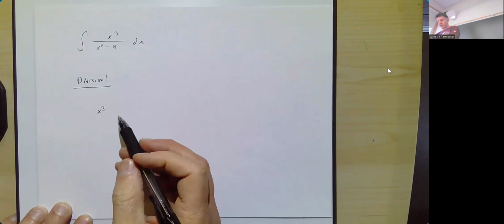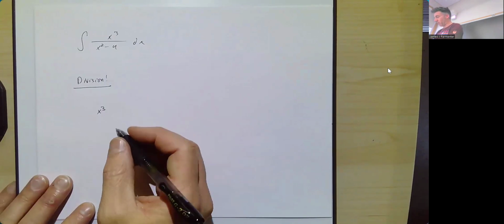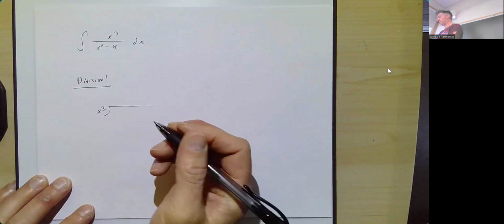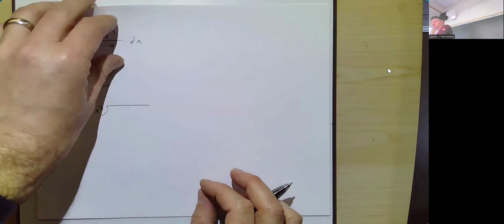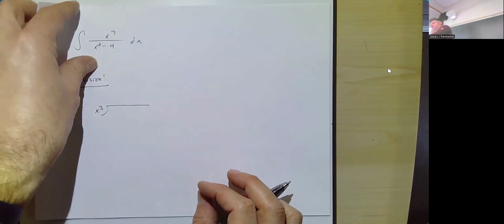So typically when you have a higher power on top, sometimes it makes sense to write out the division the right way, maybe. Sorry, 1 second here. Got it again, James.